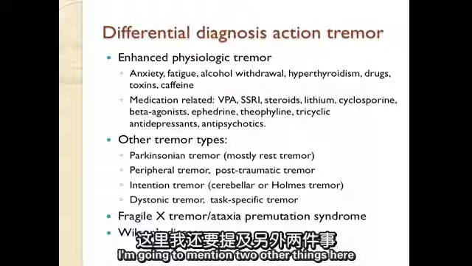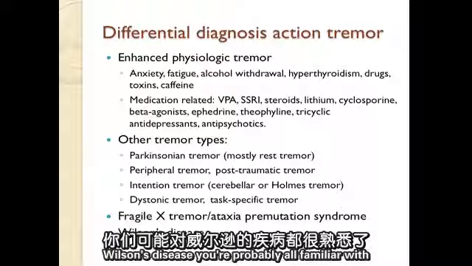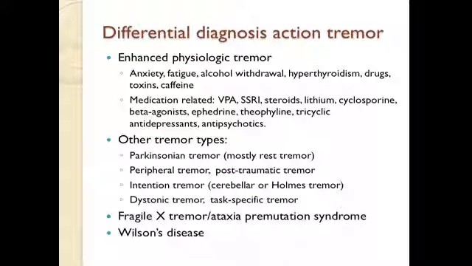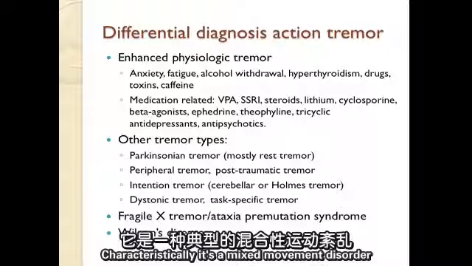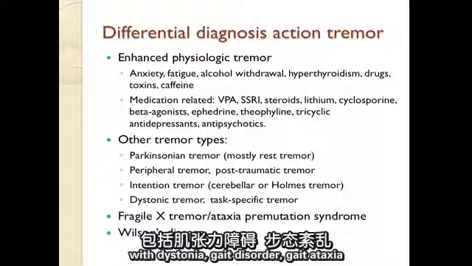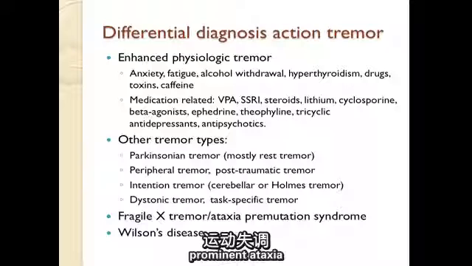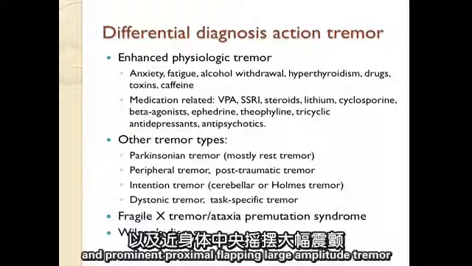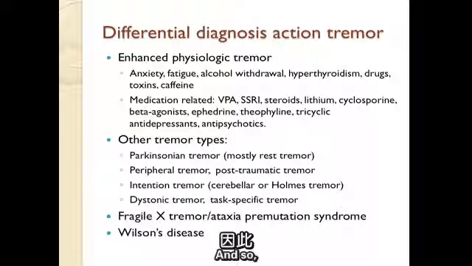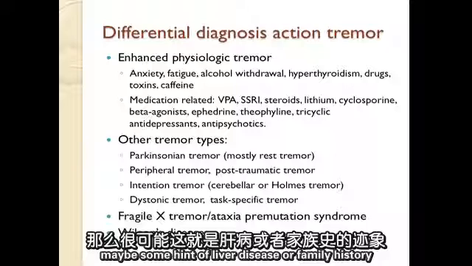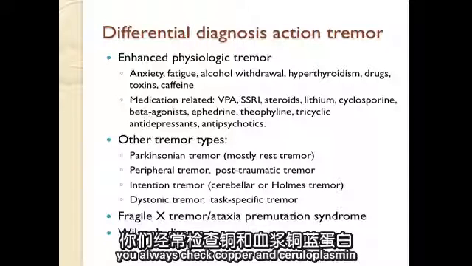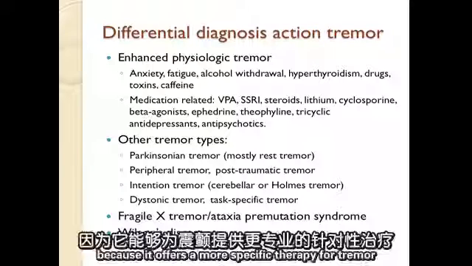I'm going to mention 2 other things here. Wilson's disease you're probably all familiar with. Wilson's disease is a treatable disorder of copper metabolism. Characteristically it is a mixed movement disorder with dystonia, gait disorder, prominent gait ataxia, and a prominent proximal flapping large amplitude tremor. And so whenever you get somebody with a little odd picture, maybe some hint of liver disease or family history, you always check copper and ceruloplasmin, because it offers a more specific therapy for the tremor.